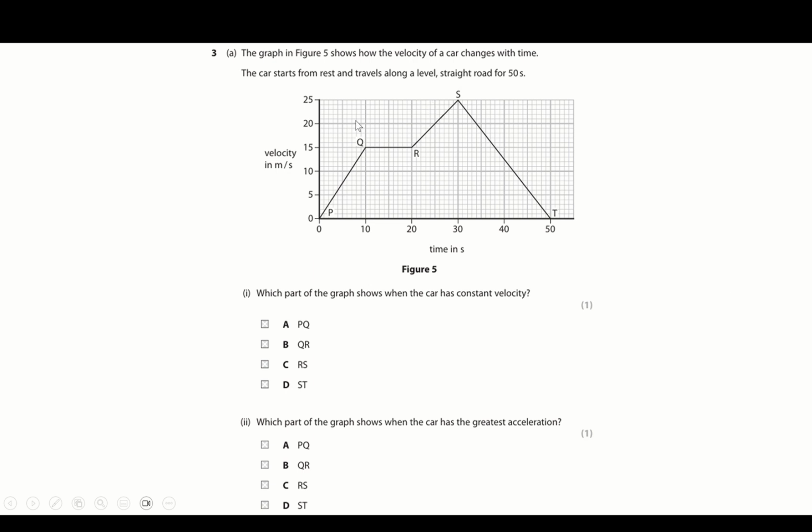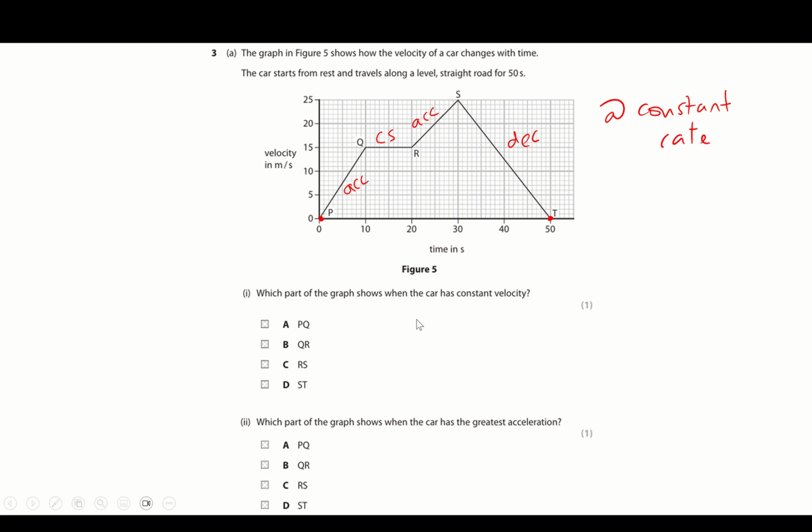Okay, question 3. The graph shows a velocity-time graph for a car, and the car starts from rest, so that's here. It is not moving at 0, and it's going to travel along a level straight road for 50 seconds, and we can see there's 50 seconds there. So what have we got? The object is going to accelerate, move at a constant speed, accelerate, and then it's going to decelerate. And these are straight lines, so they're all at a constant rate. And I'm guessing it's going to ask us to do some calculations on these things and talk about it.